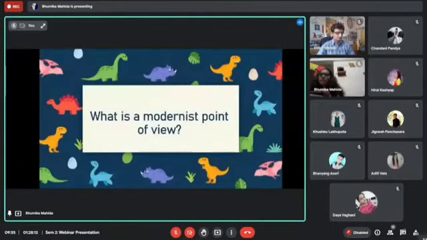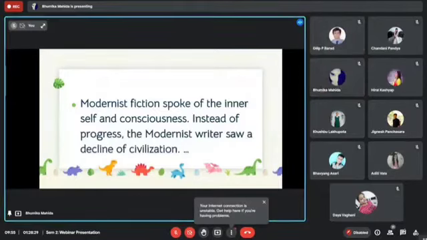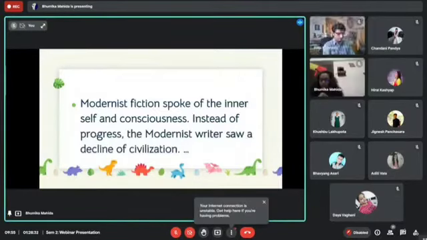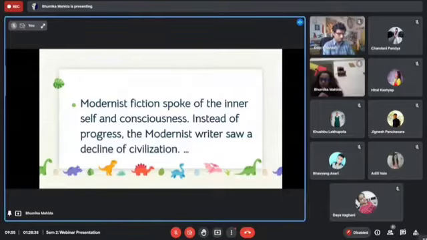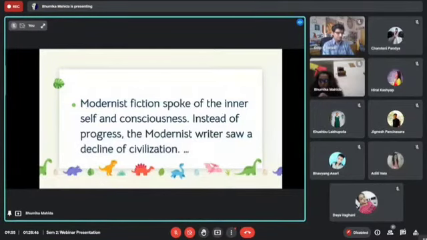Then the second thing is: what is a modernist point of view? Prior to modernism in literature, the majority of authors wrote in the third person perspective, often utilizing an omniscient narrator. Modernist authors, however, preferred to write from a first person perspective to get a more personal view of the story and tap into the characters' thoughts.